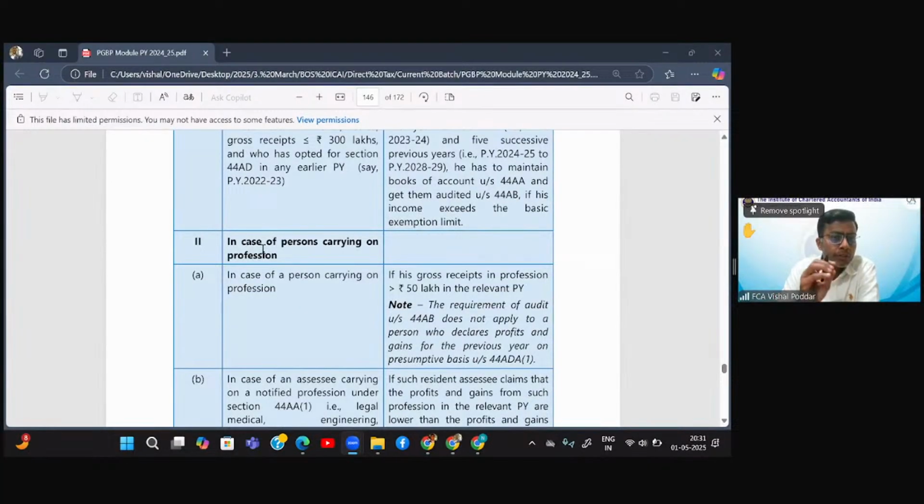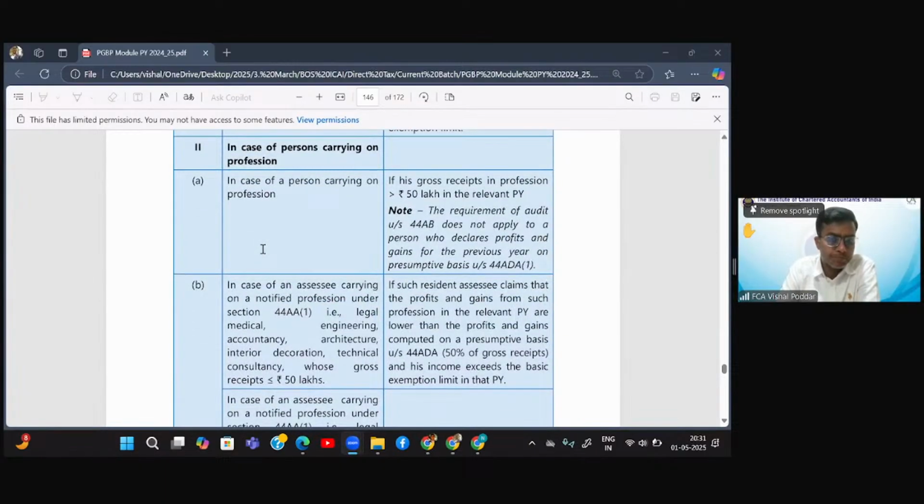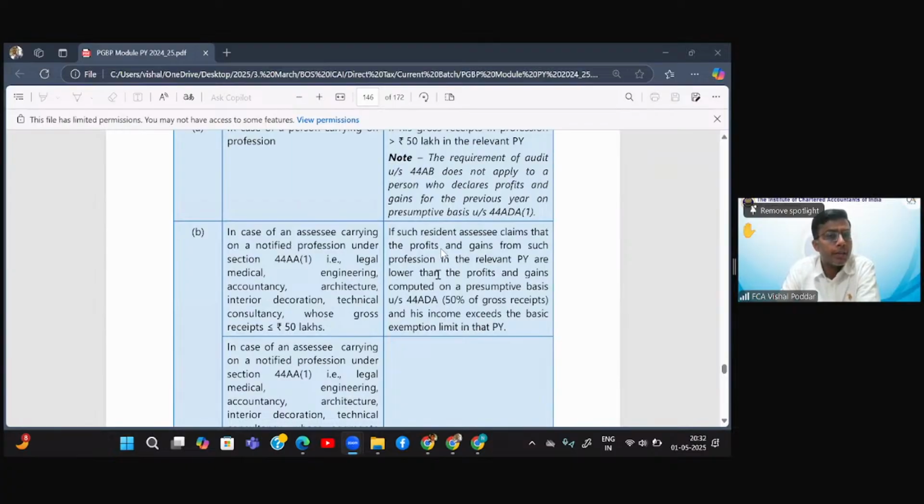Now, I'll first come to profession because it is simple, it is small. If you are in a profession, for you, where your gross receipts exceed 50 lakhs. Now, if you remember, 50 lakhs was also your condition for presumptive income. So where you are crossing this 50 lakhs, you will be liable to get your books compulsorily audited. Point number one. Two, where you are not crossing 50 lakhs, then you are fitting in this presumptive income section.